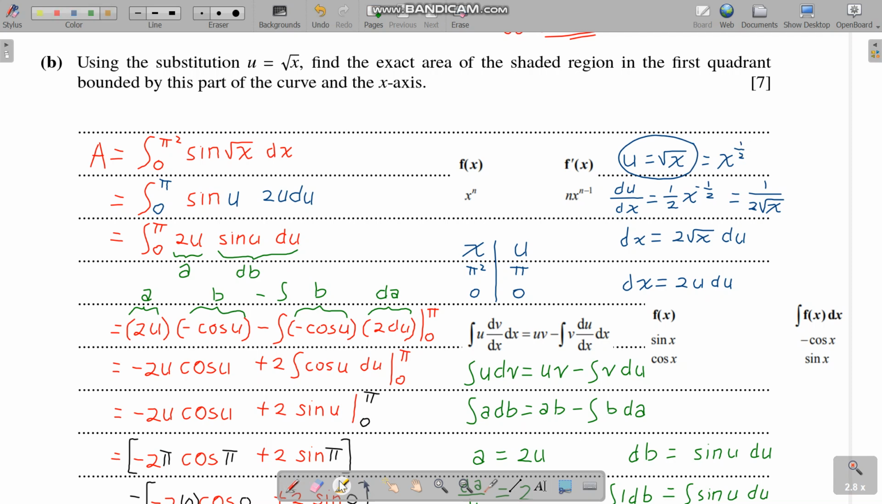Root x is the same as x to the power of 1/2. So for du dx, the derivative, we bring the power down, and the new power is n minus 1. So x to the power of minus 1/2 is 1 over root x. If you want to find the dx, we cross multiply. dx times 1 is dx, which equals du times 2 root x, or 2 root x du. So that is the dx. Okay, we have everything we need to integrate here.